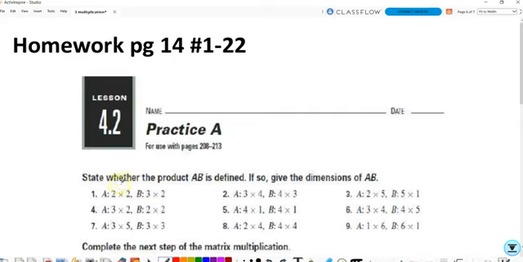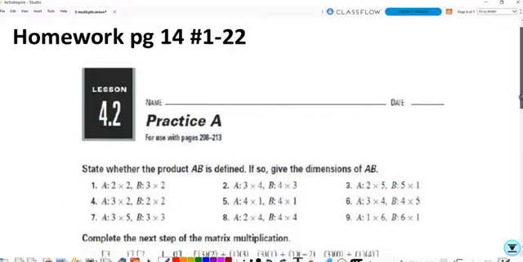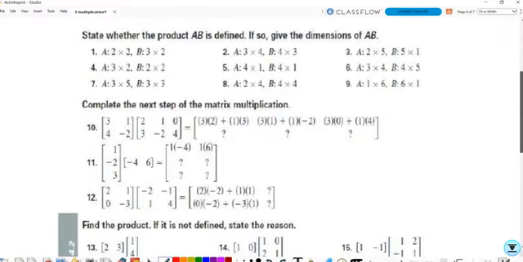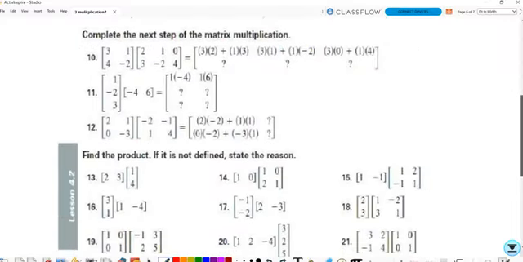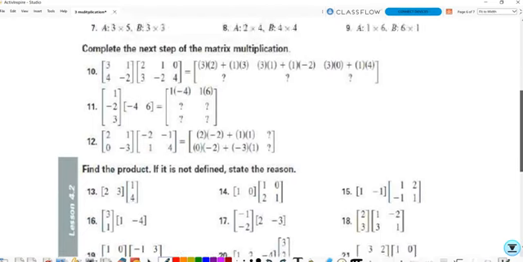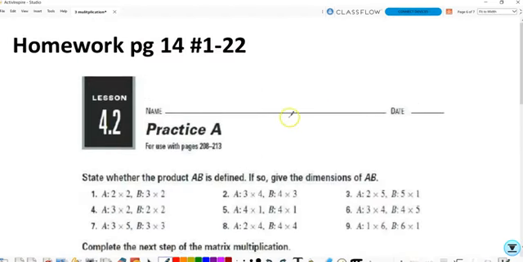All right, your homework, page 14, all the problems. The first set here, not actually multiplying, you're just saying, can you multiply? And if so, what the dimensions would be. And then at the bottom, there's some actual matrices to multiply, nothing as crazy as the 5 by 5s or like that. Don't forget to check your answers in Drive.